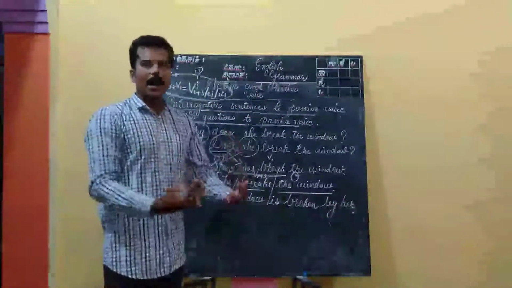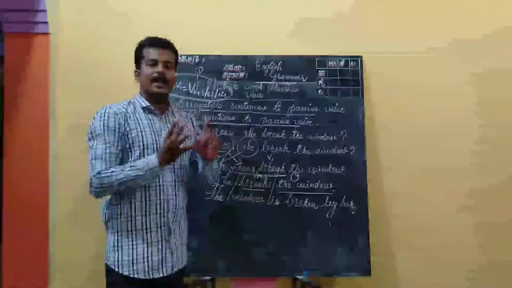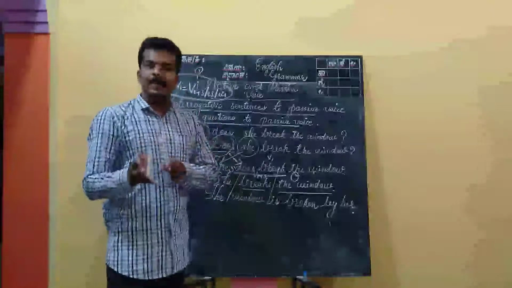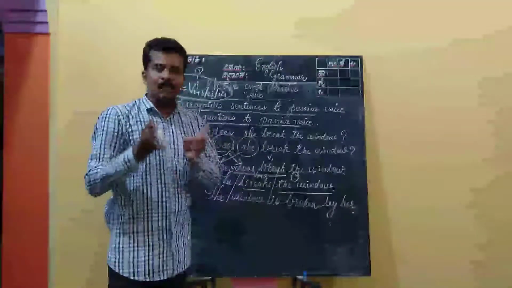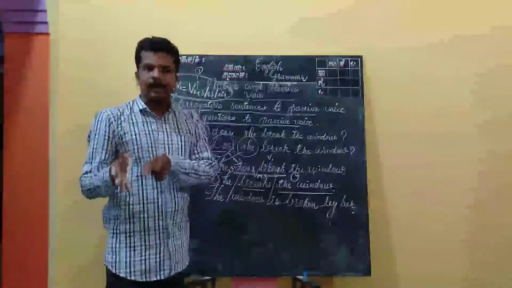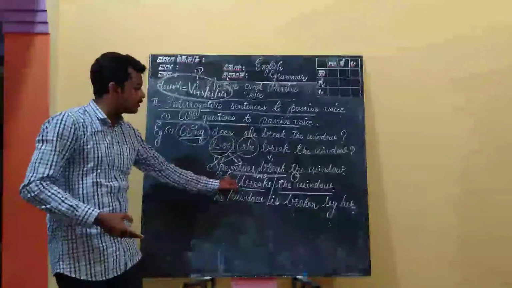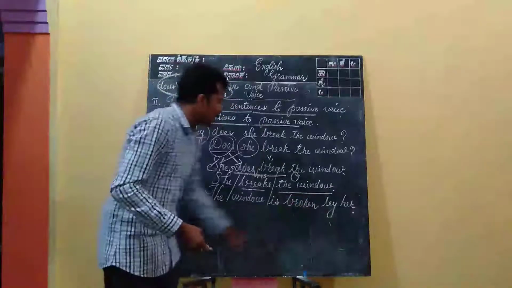And these changes you might have already learned. I becomes me, and she becomes her. He becomes him. We become us, and they become them. These are the changes of the pronouns while we change a sentence from active to passive voice. So the passive form of this assertive sentence is: the window is broken by her.